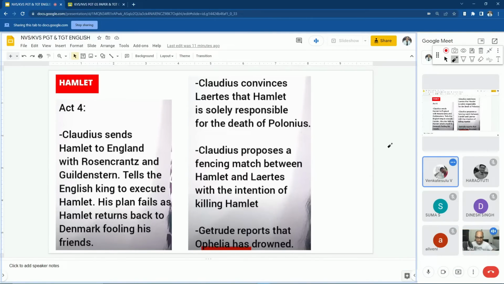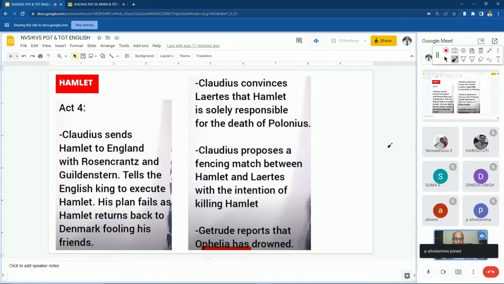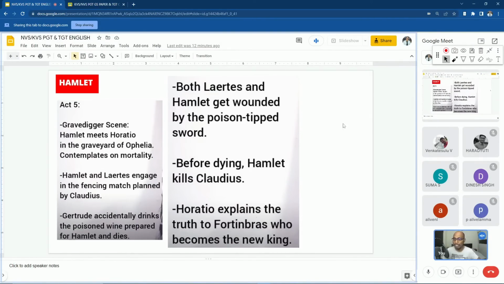Yes, sir. Right. Then what happened at the end of the story? Act 5, the Gravedigger's scene. Hamlet meets Horatio in the graveyard of Ophelia and contemplates mortality. Hamlet and Laertes engage.